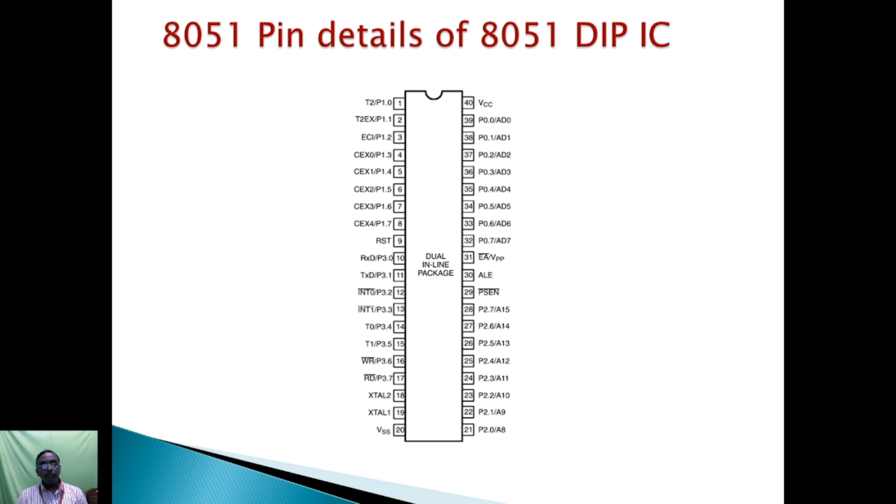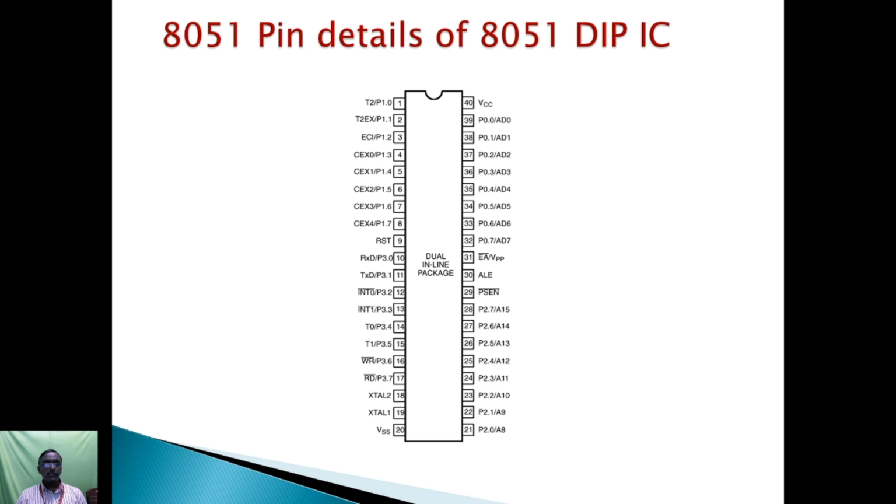So in 8051, the first 8 pins represent the first port, that is the I/O port. It will act as an I/O port. The 9th pin is RST, that is reset. Next, pins 10 to 17 are port 3.